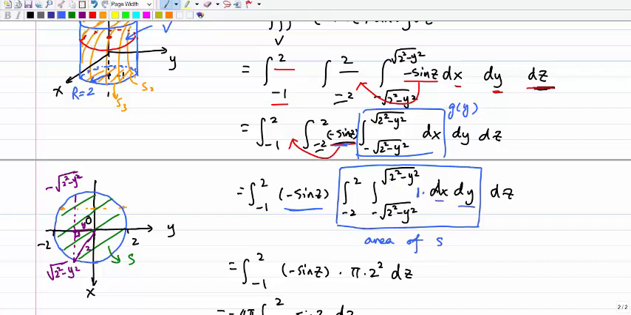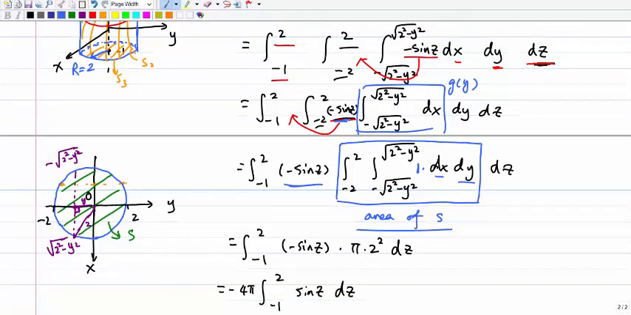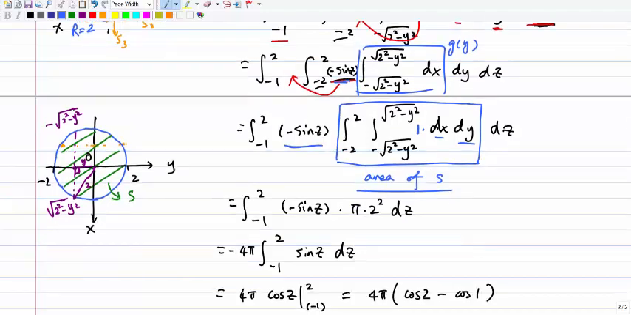This region is again defined by this right over here. So this is just the area of this region. I don't have to do the integration individually, step by step. You can do it, of course, if you want to, but if you simplify this way, you just have the area, which is just pi times 2 squared, because the radius is 2. Okay. So once you do that, you have negative sin z over here, and you still keep it over here. Then it's pi times 2 squared.